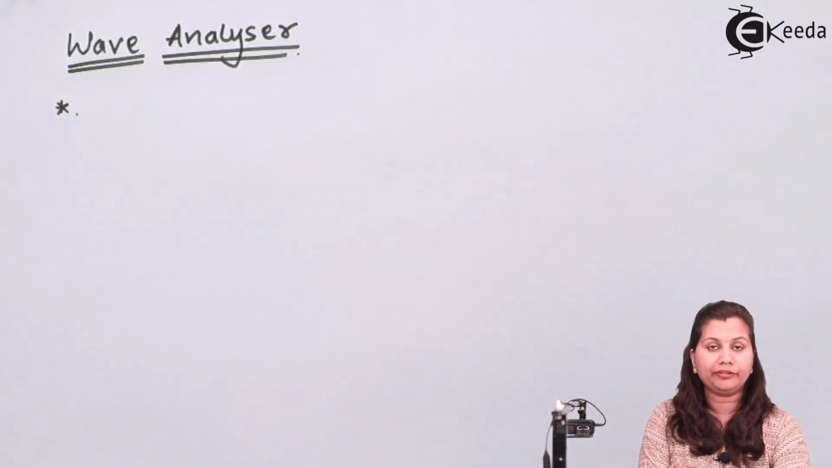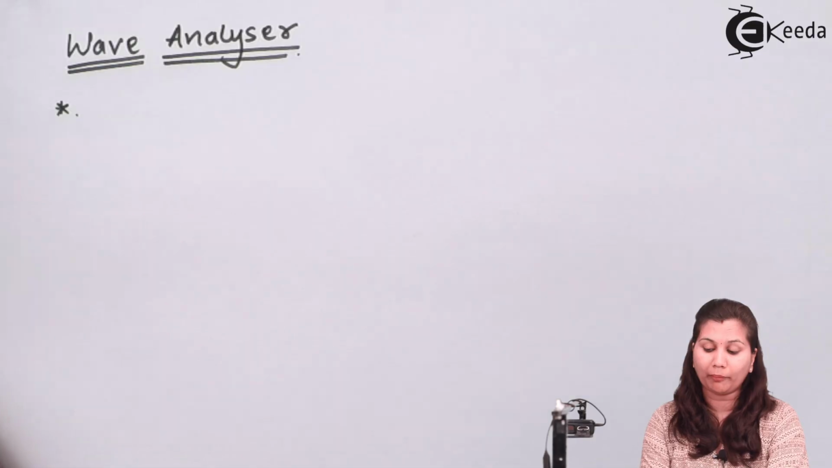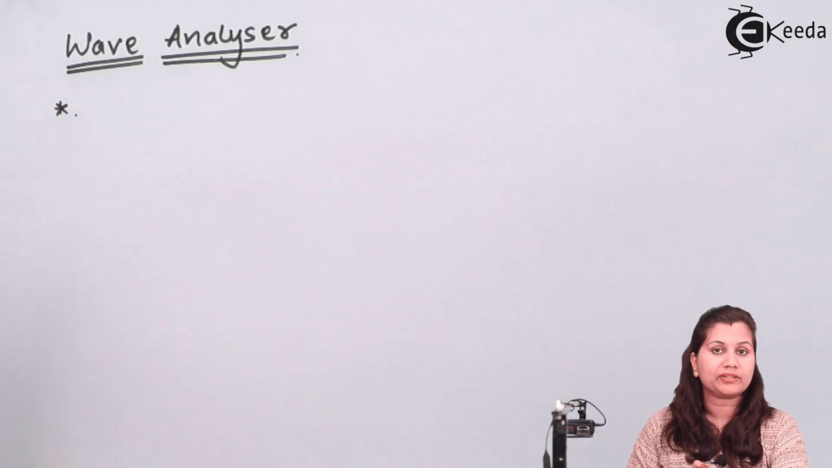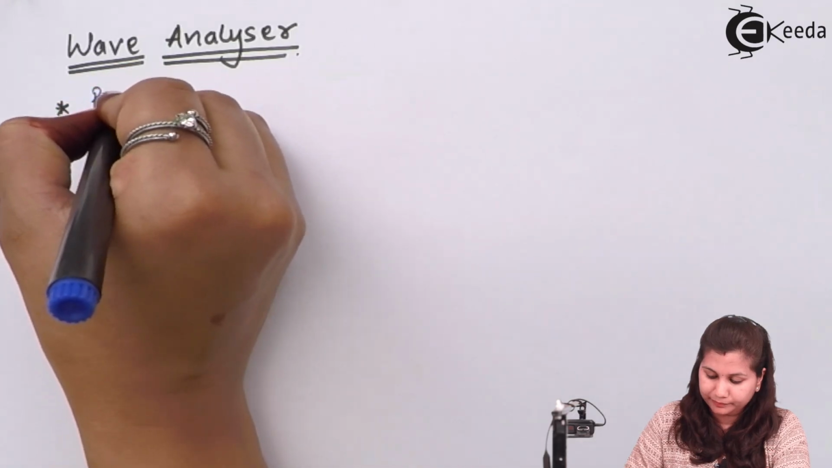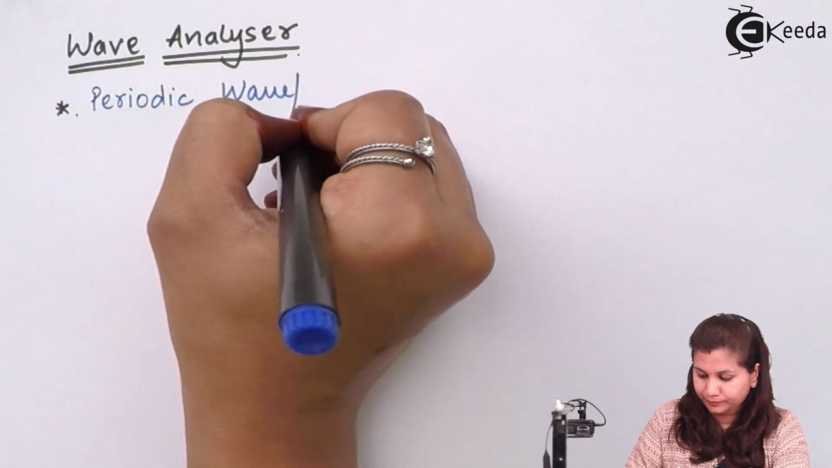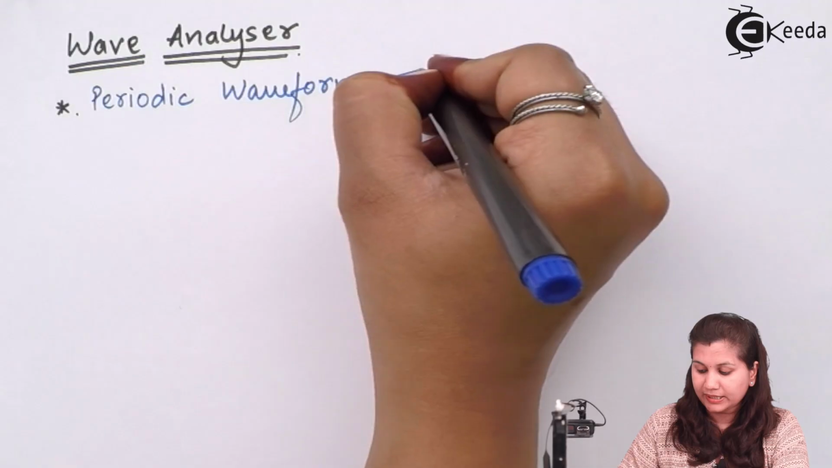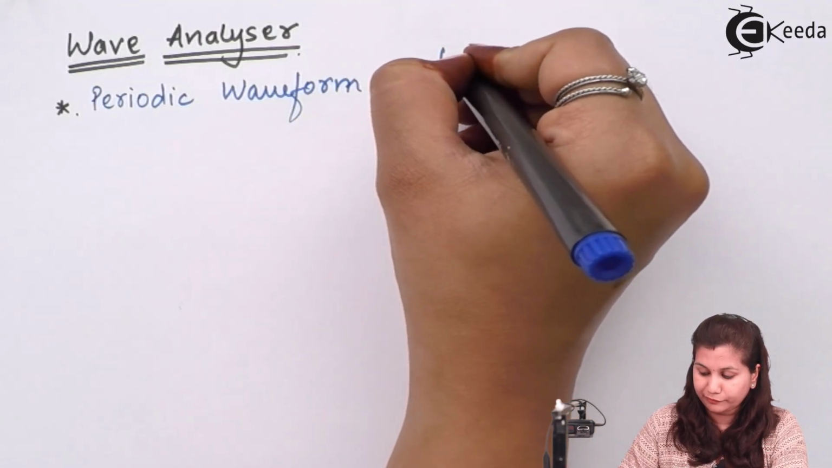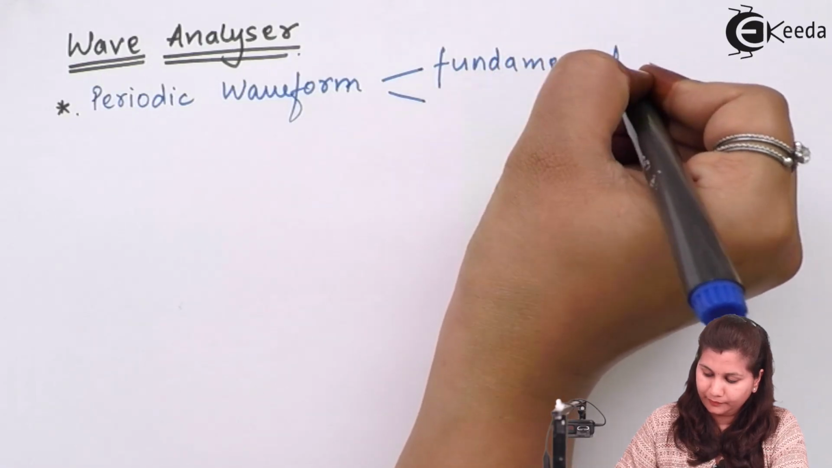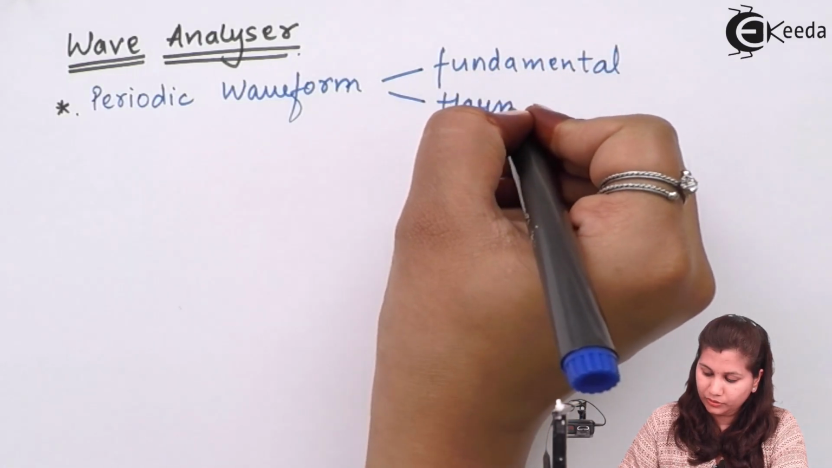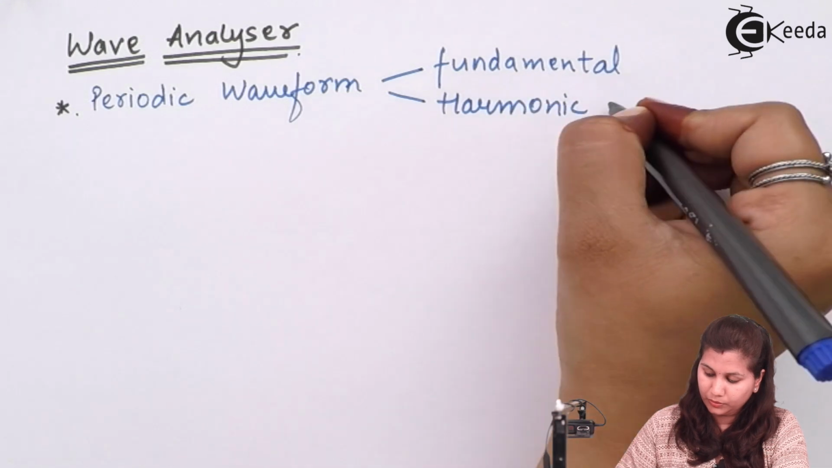Now we know that if we see any periodic waveform, then that periodic waveform is represented as a sum of its fundamental and the harmonic components. So any periodic waveform is represented as a sum of the fundamental and the harmonic components.